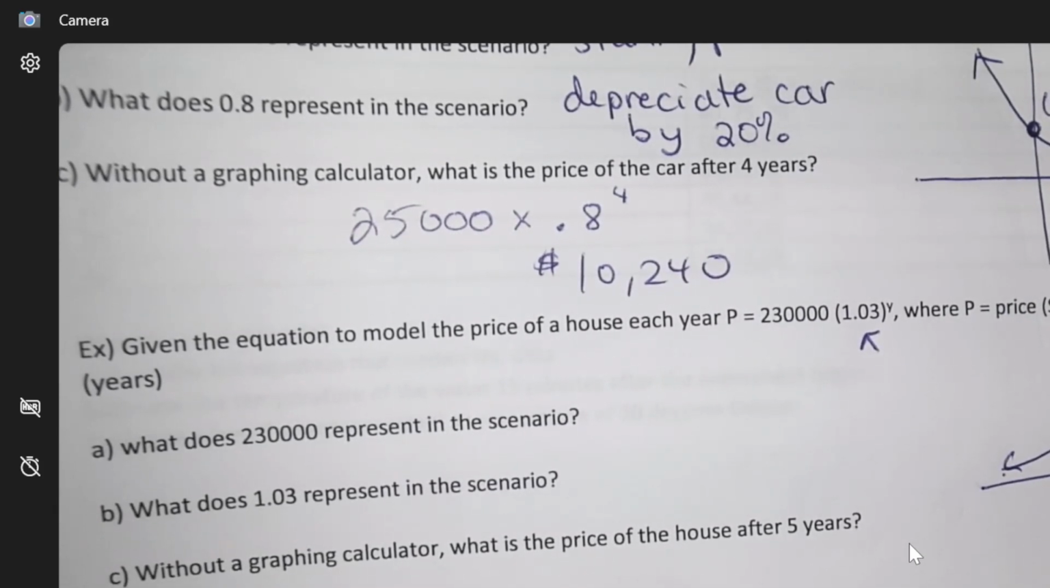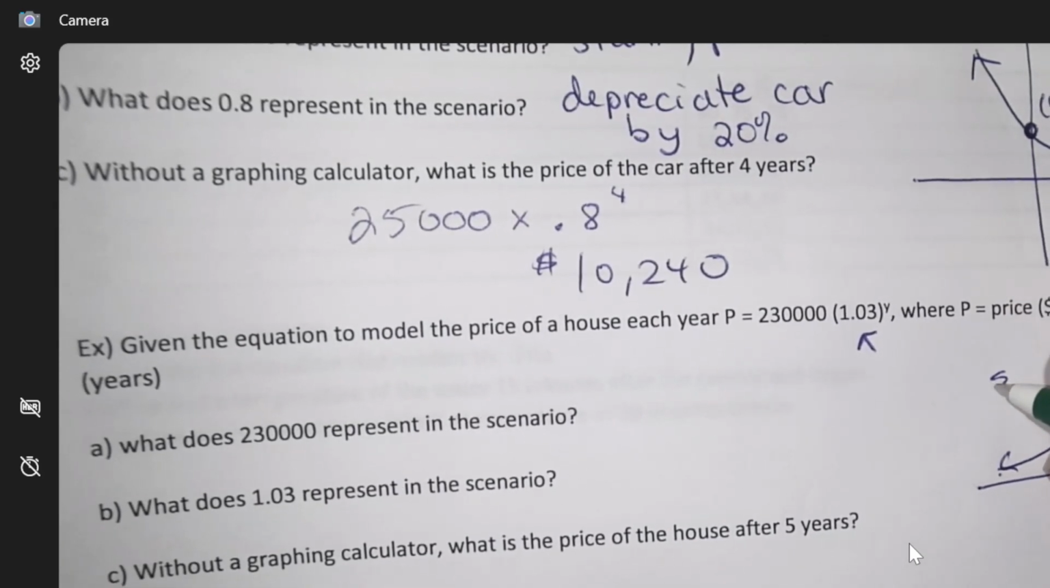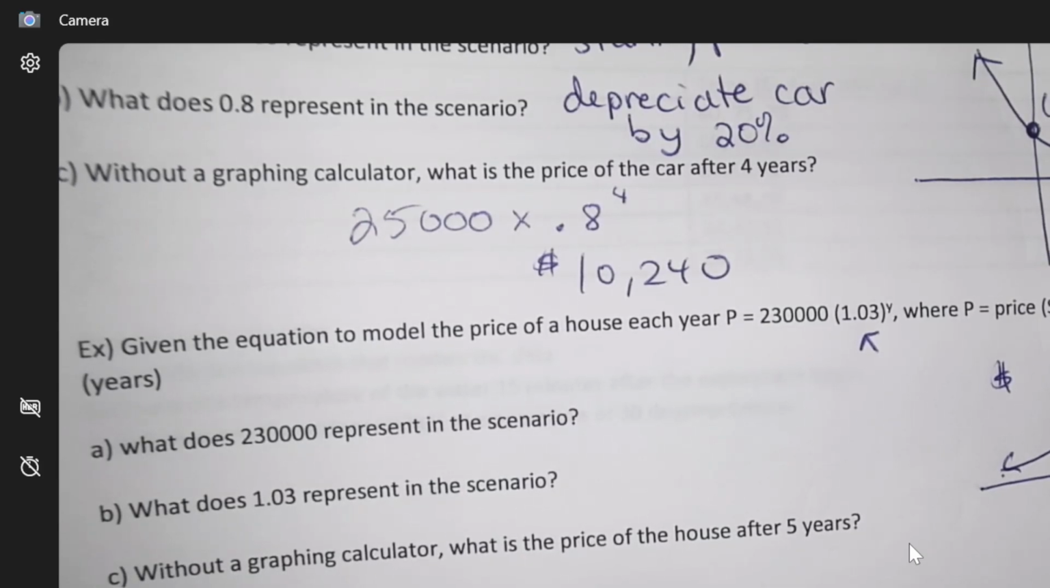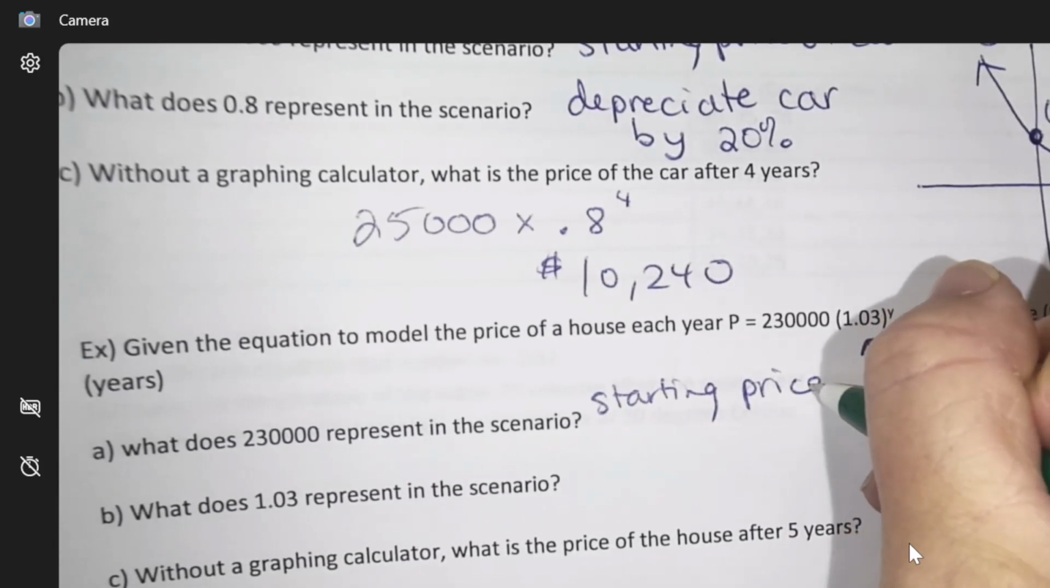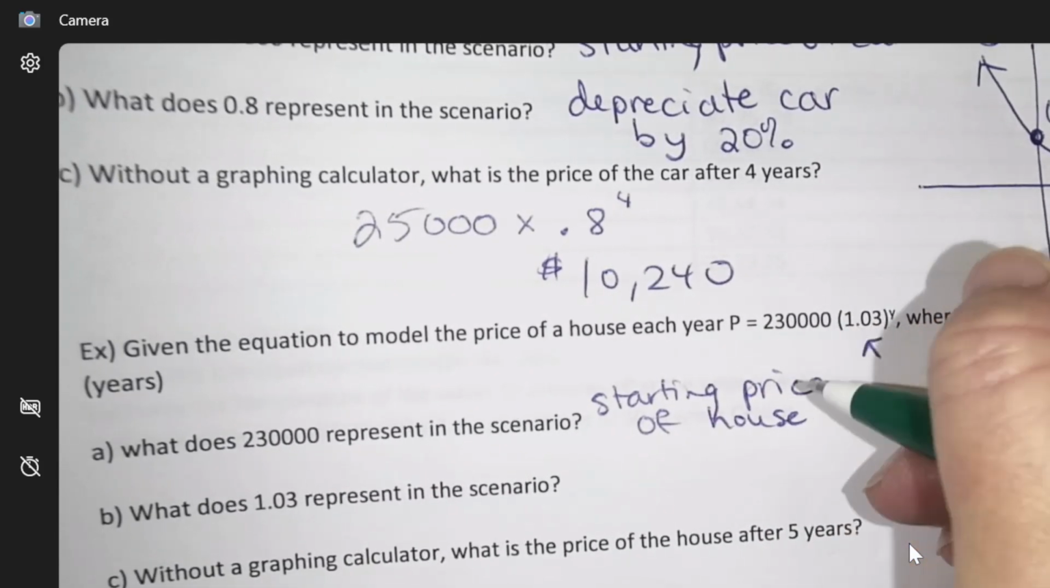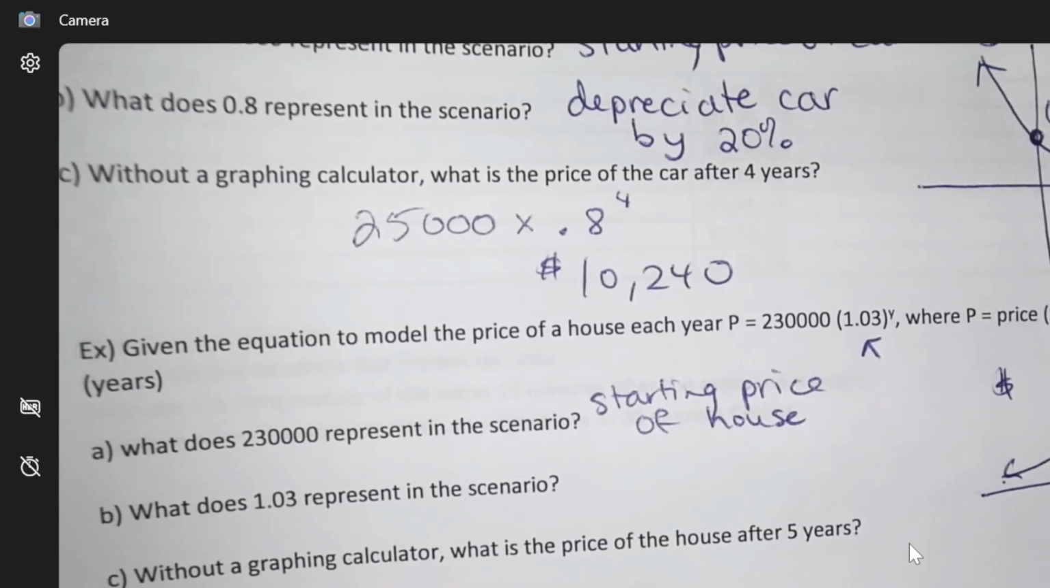230,000. And we're having years and price. So as the years go on, our price increases. It's a house this time, so that makes sense. Houses appreciate. Appreciate, right? So what does the 230,000 represent in this example? Starting price of house. So that's what, let's say you bought it for that. When you first lived in it, that's what you bought it for.